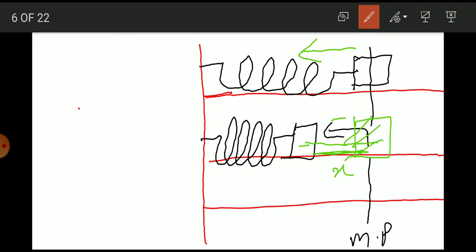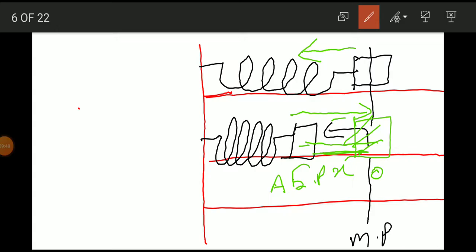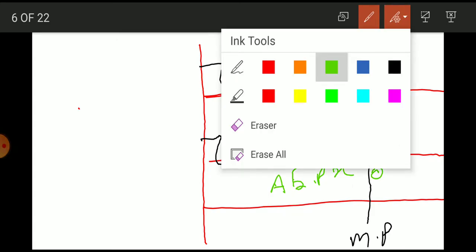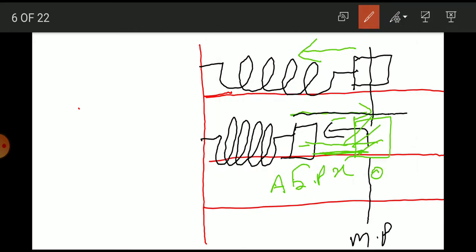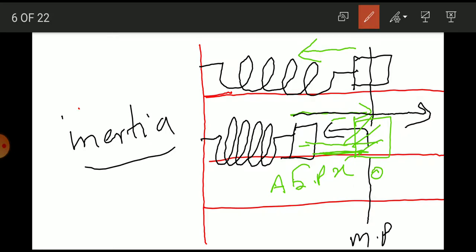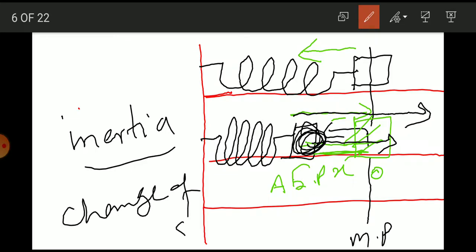But when the force is acting on the body and it reaches the mean position, this is the extreme position. When it goes from position A to position O, at this point it will... when it goes from extreme position to mean position, at that point the body will not stop. But it will try to continue its state of motion, because Newton stated in his first law that inertia is the property due to which a body will try to continue its state of motion and oppose any change of state. So due to opposition to the change of state, it will try to continue its state of motion.